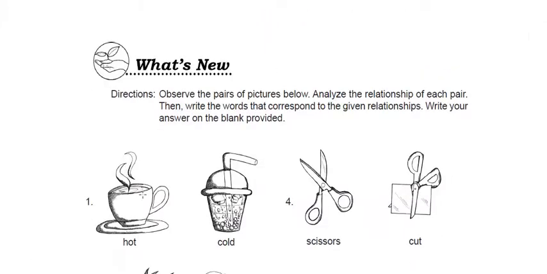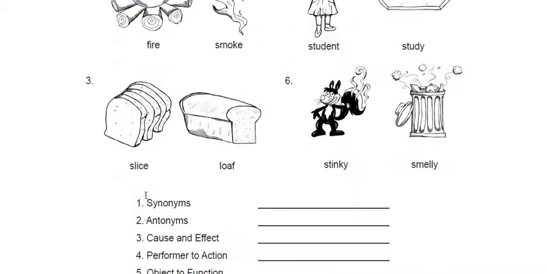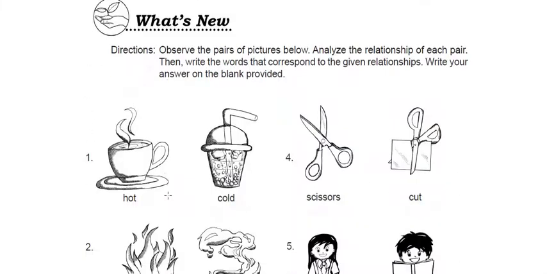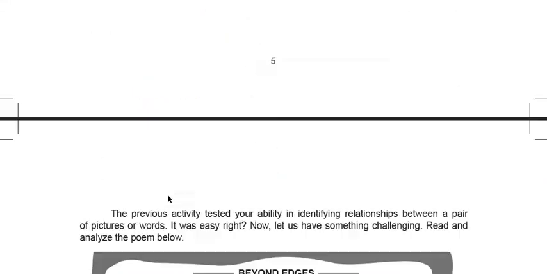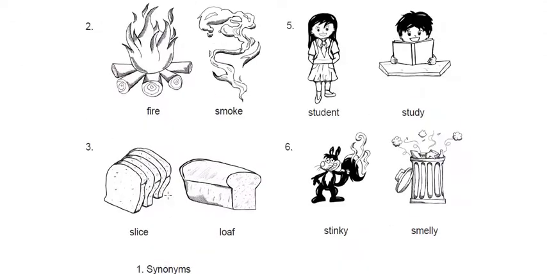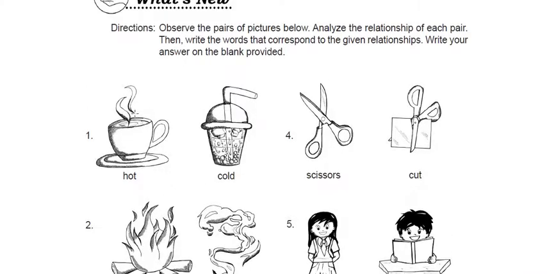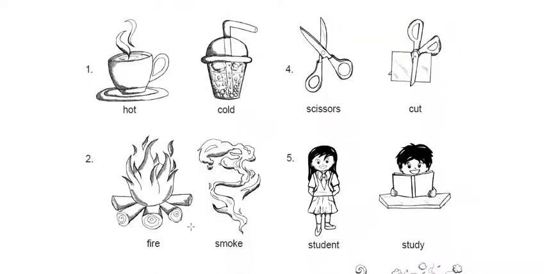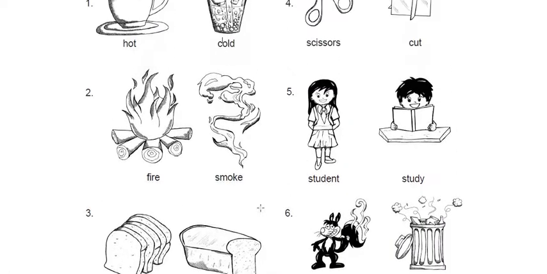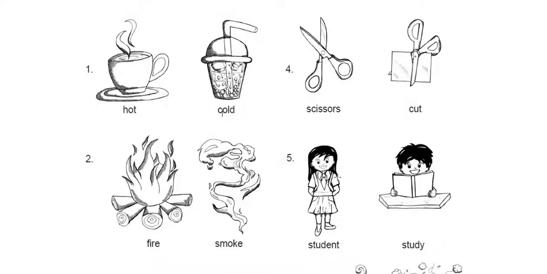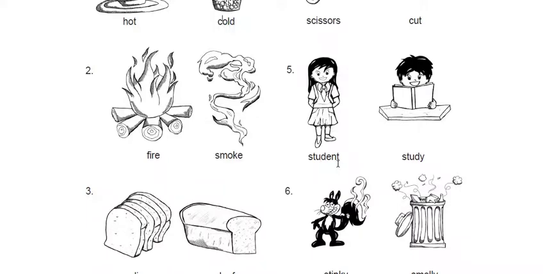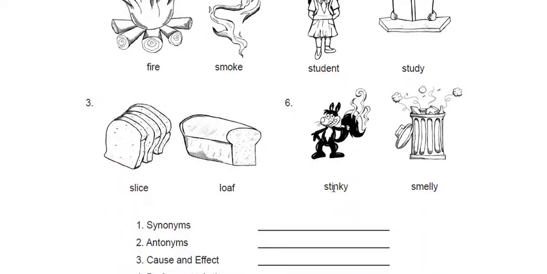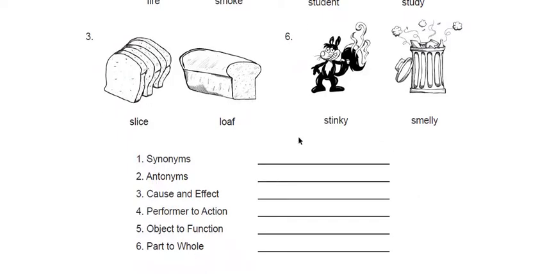Next, the next task that you need to answer is this one. What's new? So what's new is divided into first part and second part. So this will be the first part. So we have here the drawing. So we have here the hot and the cold. That is number 1. Number 2, the fire and the smoke. Number 3, slice and loaf. 4, scissors and cut. 5, student and study. And stinky, smelly.